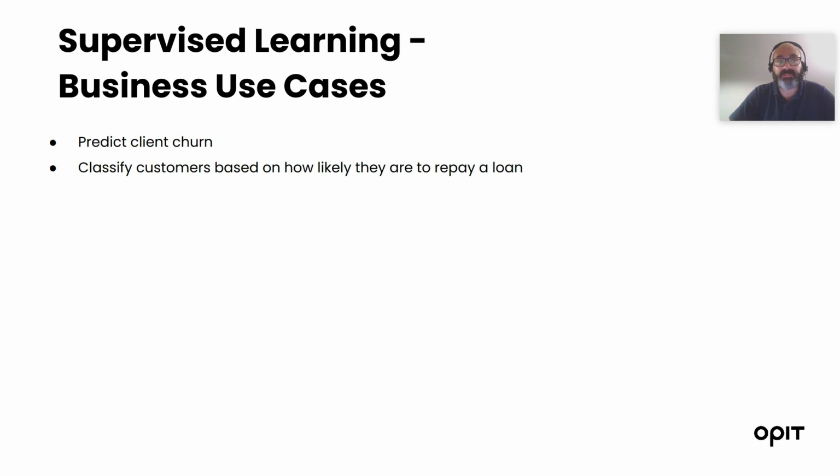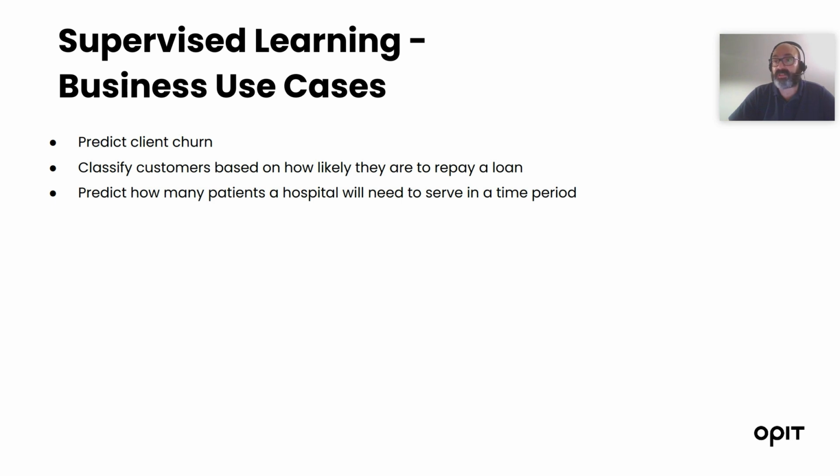Another business use case is to classify customers based on how likely they are going to repay their loan. And this is an important business case for banks. Another business case is to predict how many patients a hospital will need to serve in a time period. And you can imagine in a period like the past pandemic, this application is very fundamental.